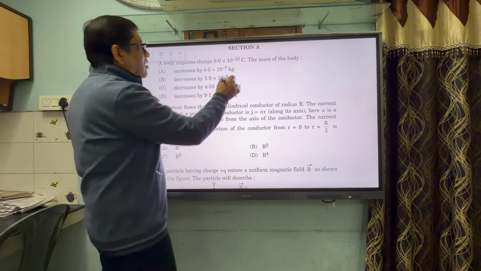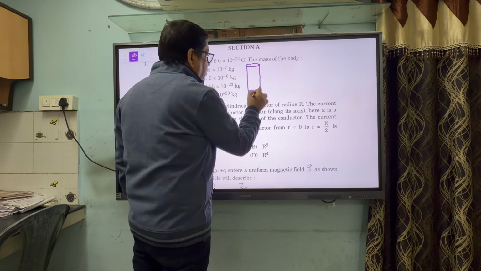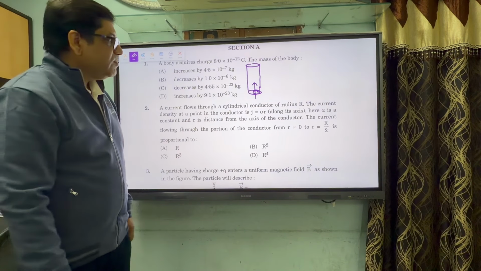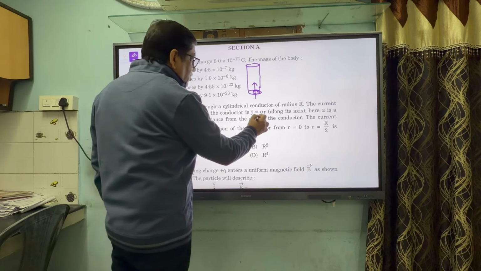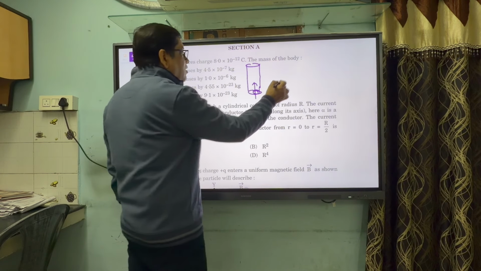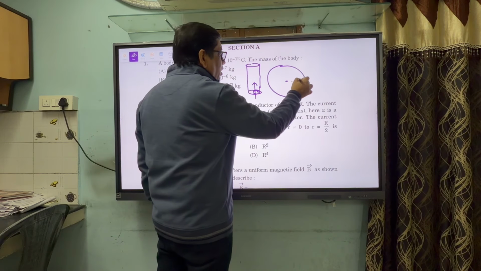There is a cylindrical conductor and current is flowing. And this current density is not constant typically. Center में current कम है because distance पे depend कर रहा है और sides पे current ज़्यादा है. So let us suppose circular cross section we see. So current is lesser at the center and more at the sides.